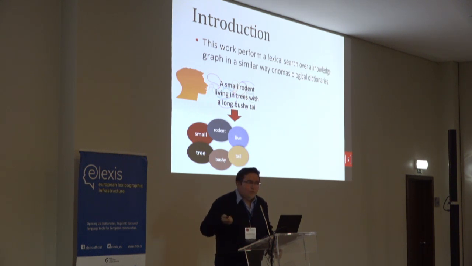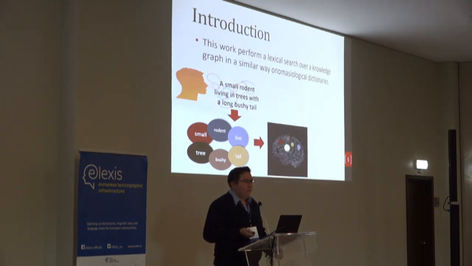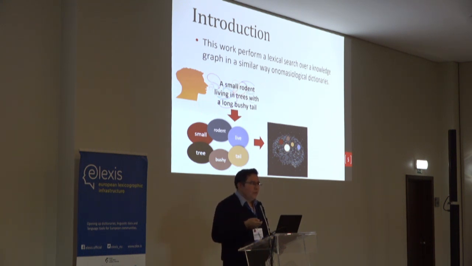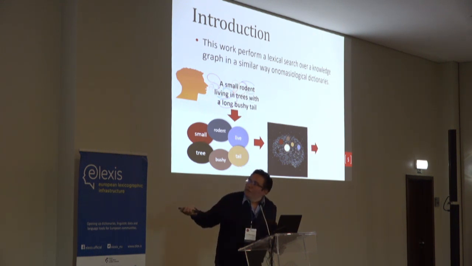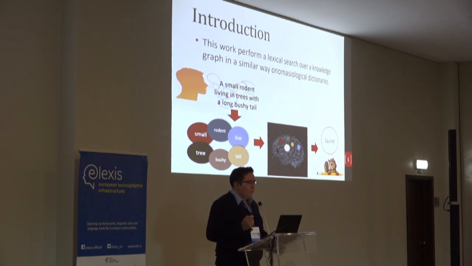And with these words, I have applied an algorithm on a graph. This graph is a mathematical object that has some properties, so you can run algorithms on this graph. And using the words that the people give me, I have to infer that what the person is talking about is a squirrel, for example. So this is the basic idea of my work.